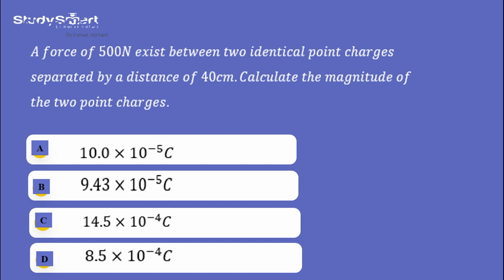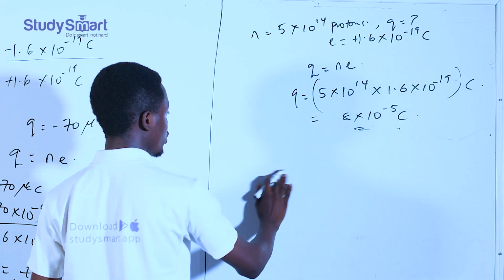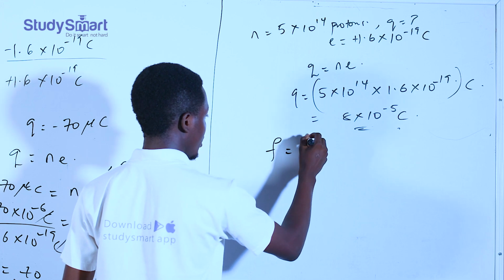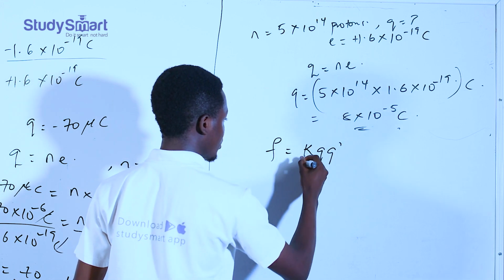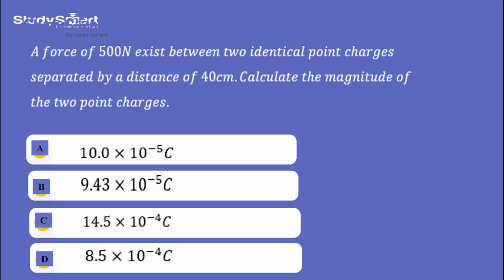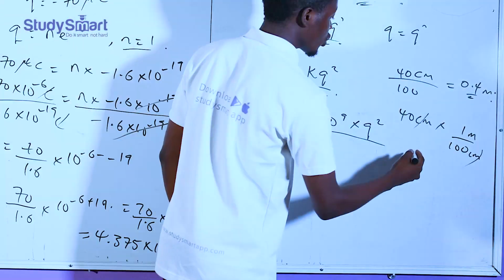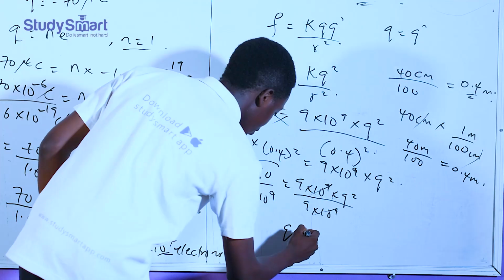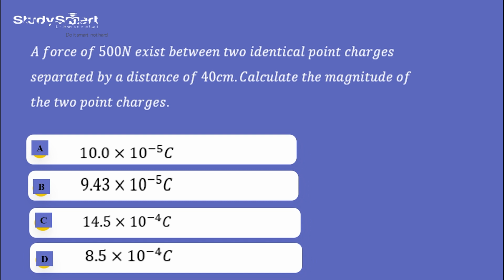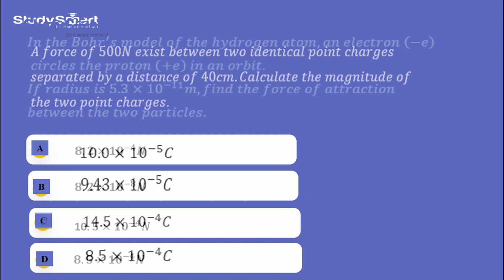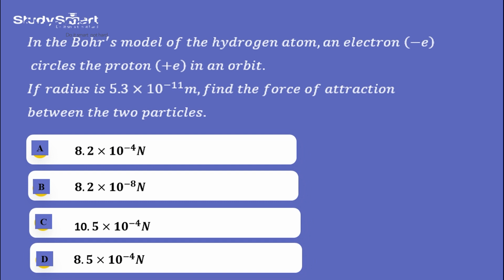Now from the formula we had earlier, the force between two charges according to Coulomb's law gives us this. The answer is 9.43 times 10 to the power of minus 5 Coulomb, and that is option B. So we have this question.